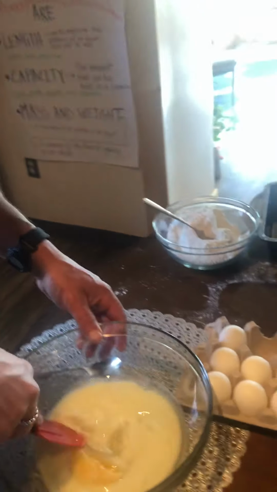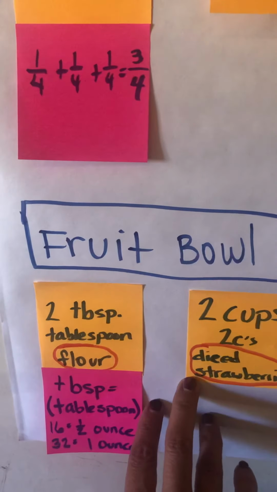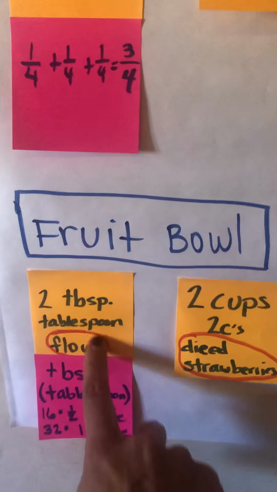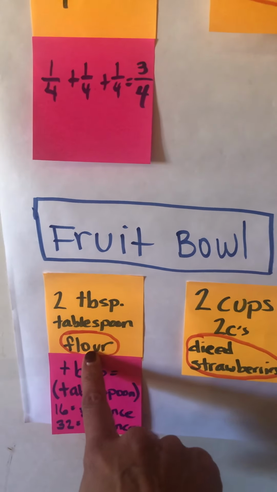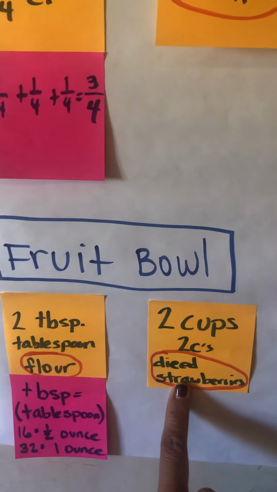So while he's mixing that, the last thing on our list here is going to be the fruit bowl, our third bowl. And so that's going to require 2 tablespoons of flour, and you're going to toss it in with the 2 cups of diced strawberries. So that's the next thing that's going to happen here.